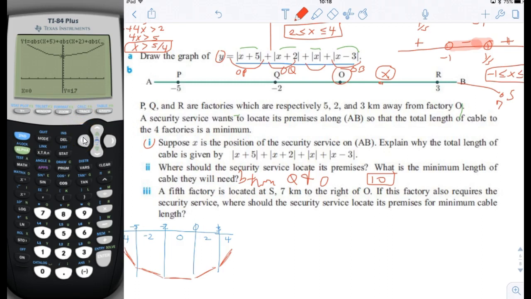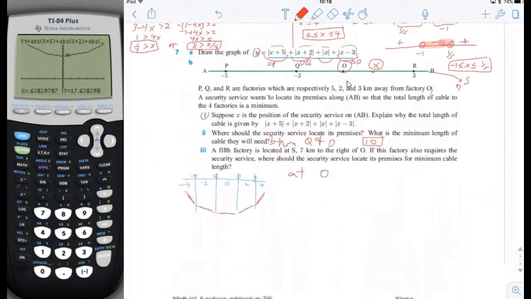So at the origin, the length of cable necessary is 17. If I go slightly to the left, it's starting to go up. If I go slightly to the right of the origin, also starts going up. So the minimum point is at x equals 0, and that is the only minimum point. So in this case, we need to put the factory at O. And that's the only possible place for the minimum cable length. Okay, and that's it for page 6.